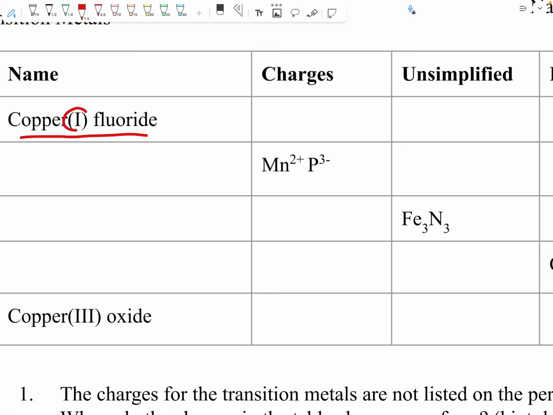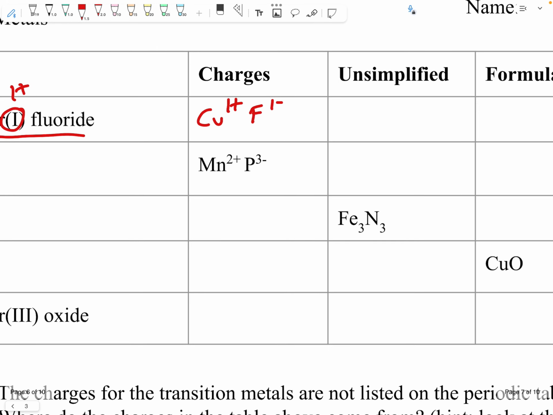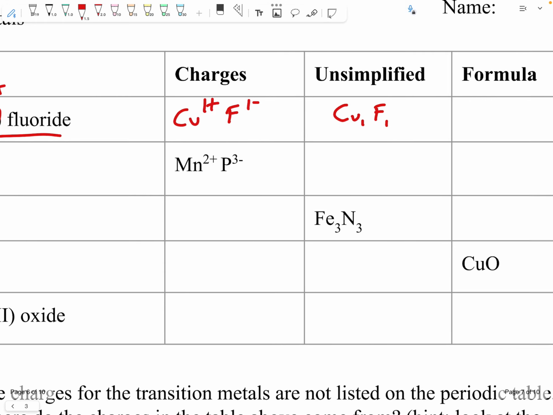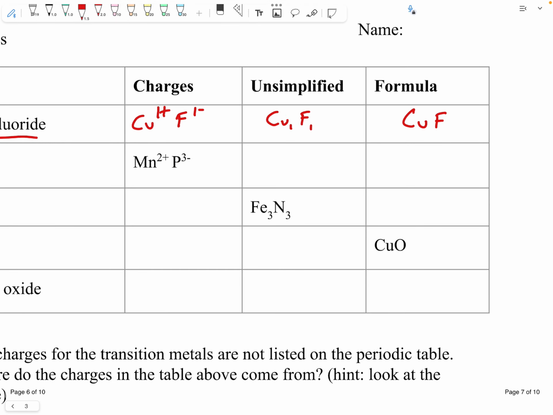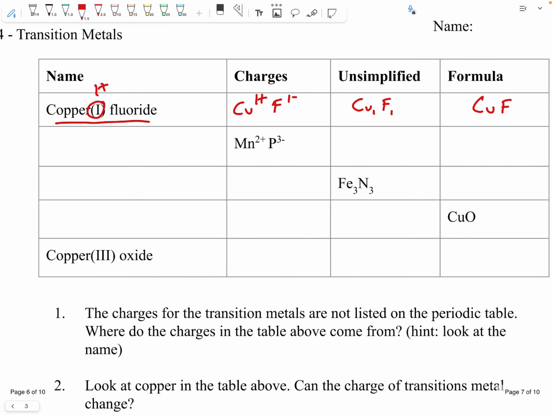So since this means 1 plus for that copper, we're going to write copper with a 1 plus, and we're going to write fluorine, which is a 1 minus. Those numbers are the same, so we're going to write Cu1F1, and the formula would be CuF. Now I'm going to stop after the second one here. All right, manganese is a transition metal, so we will use parentheses, and the charges on that are simple.